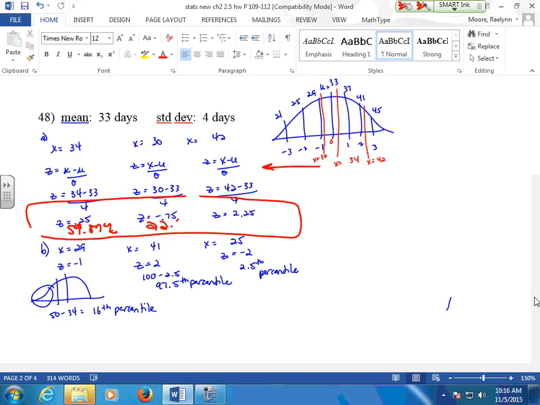22.66? Okay, and how about 2.25? 98.7, good. Percentile. So are we good with the percentiles?